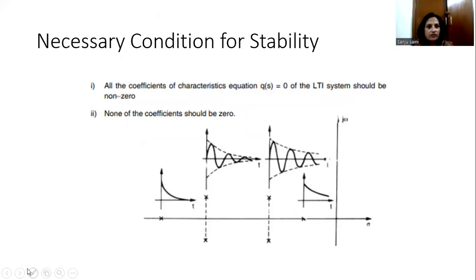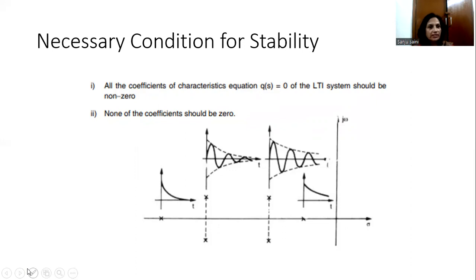So the necessary condition for stability becomes this, since we are saying that all roots of the characteristic equation should lie in the left half of the S-plane. That condition is satisfied in case all the coefficients of the characteristic equation of the linear time invariant system are non-zero and positive. None of the coefficients should be zero, and all coefficients of the characteristic equation should have the same sign. Only then are all roots lying in the left half of the S-plane.